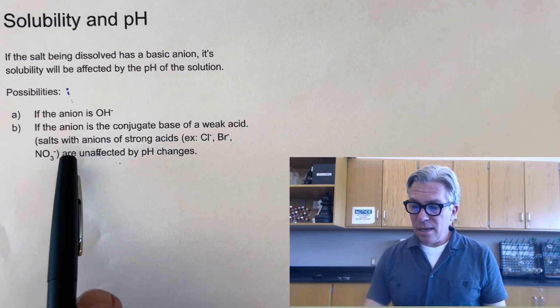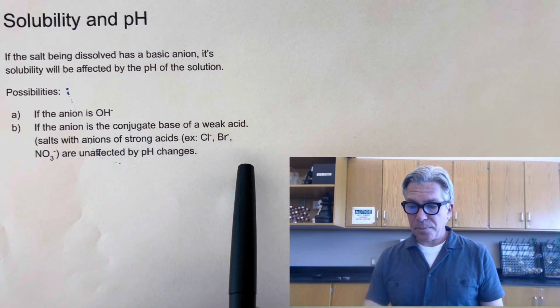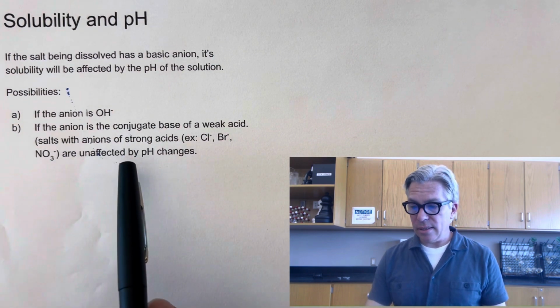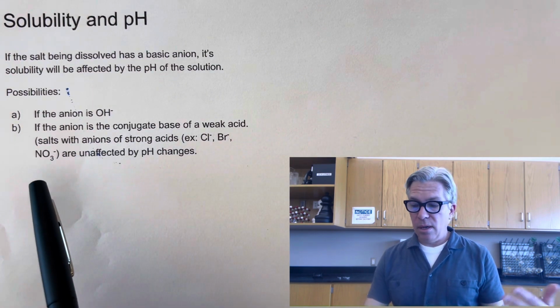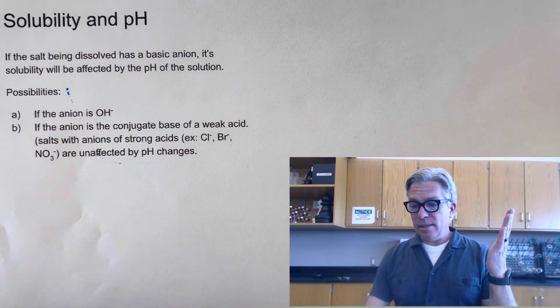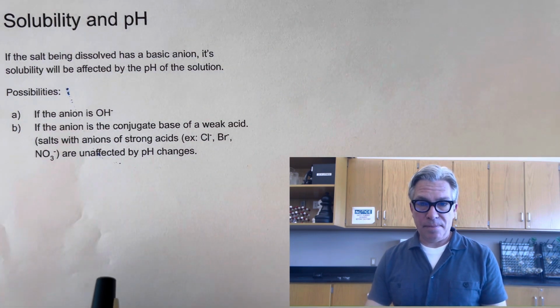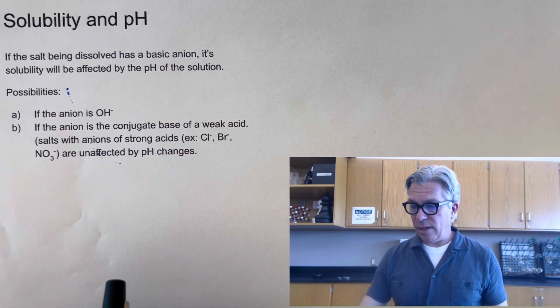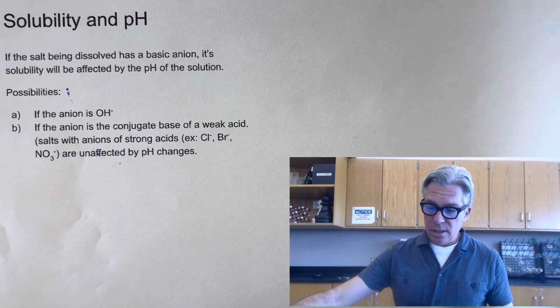And if the anion is the conjugate base of a weak acid... Salts with anions of strong acids, chlorine, bromine, and nitrate, for example, are unaffected by pH changes. But if the salt has an anion that is the conjugate base of a weak acid, then it's likely going to be affected by pH. We may need to do a quick review of strong and weak acids.